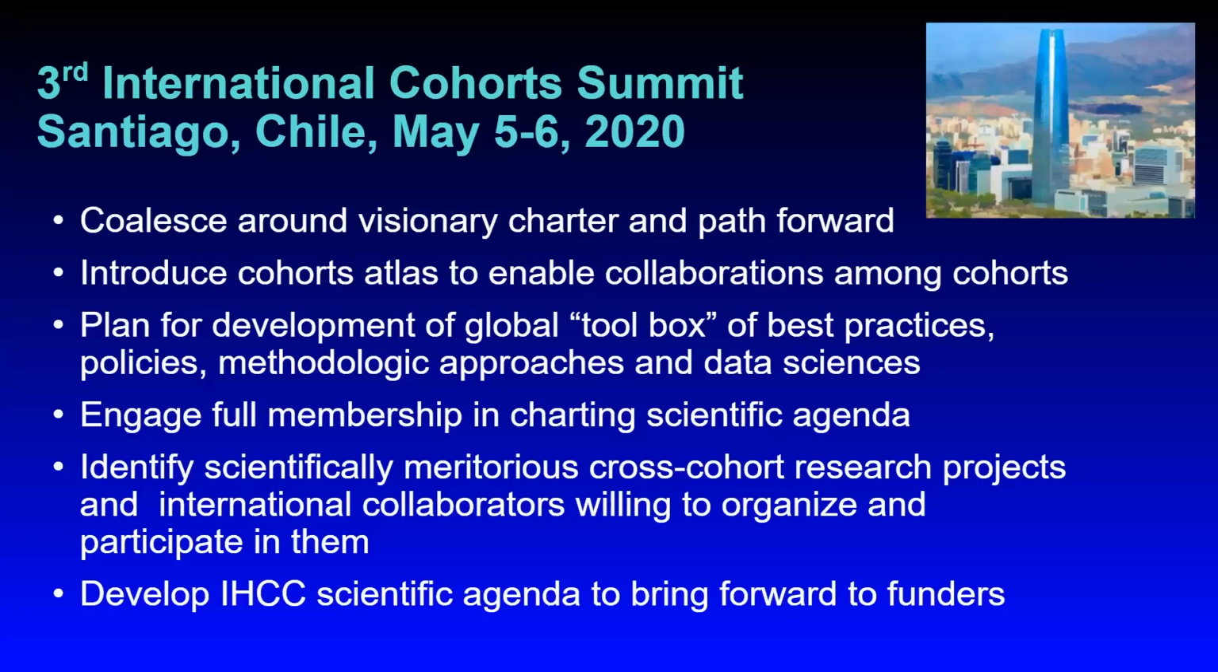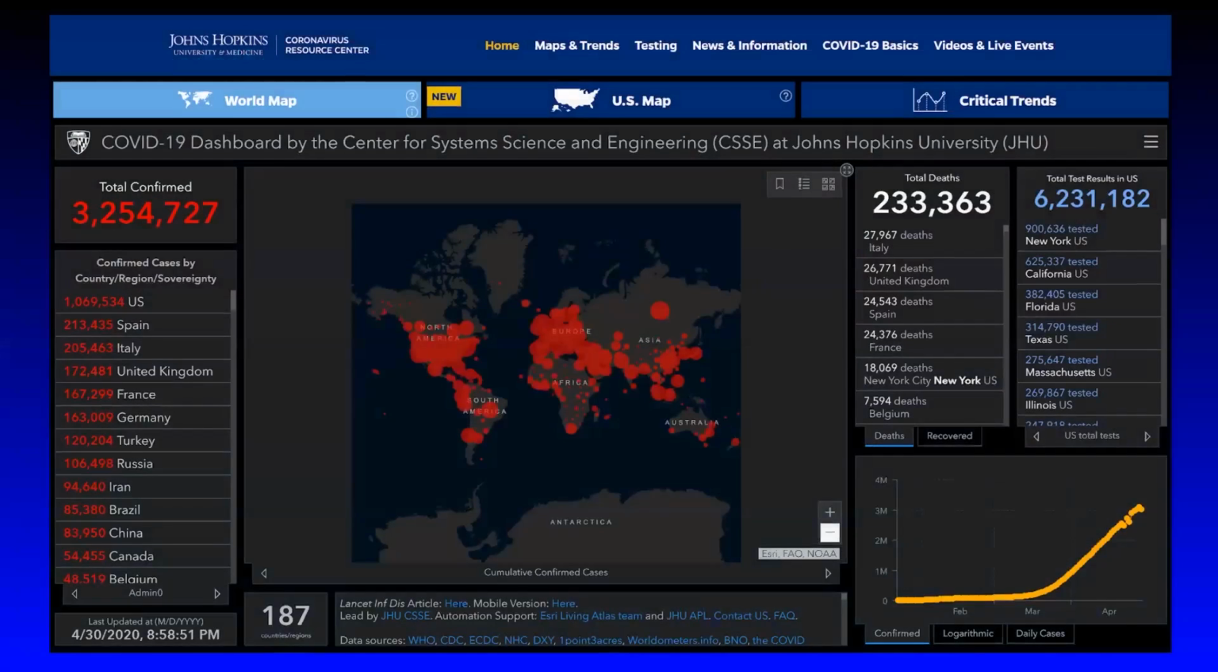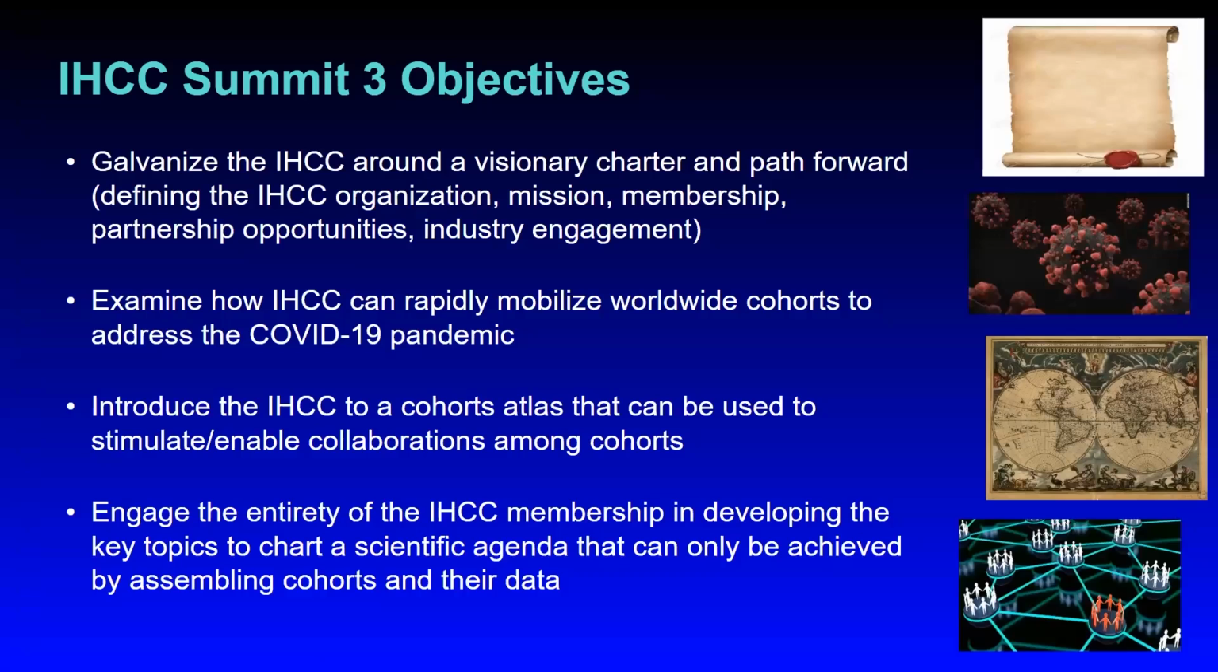But of course, in the meanwhile, COVID-19 was making its way across the world. And so we as well converted to a virtual meeting, which was held earlier this week, and we focused our objectives on galvanizing around the charter, but we added an objective of rapidly mobilizing cohorts to address the COVID-19 pandemic, and pivoted, I think, rather quickly to try to do that. We introduced the Cohorts Atlas and engaged really the entirety of the membership in developing scientific and policy agendas.